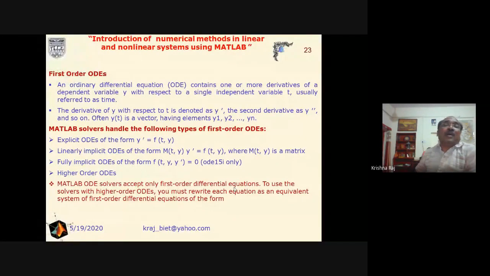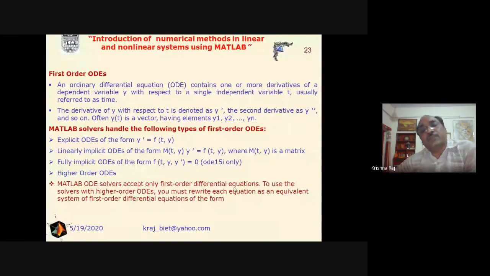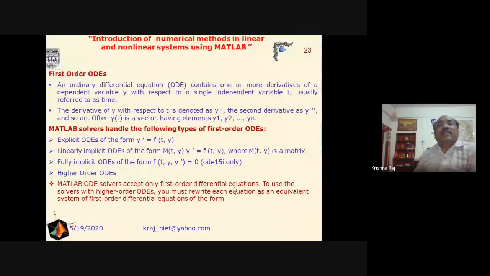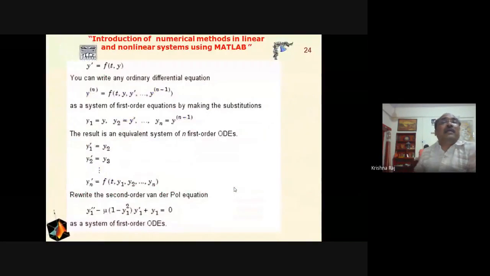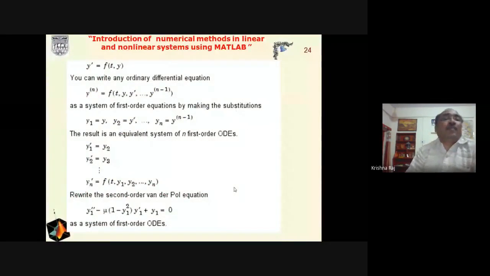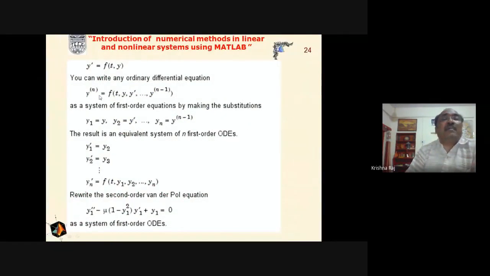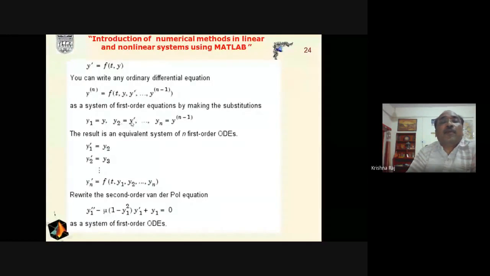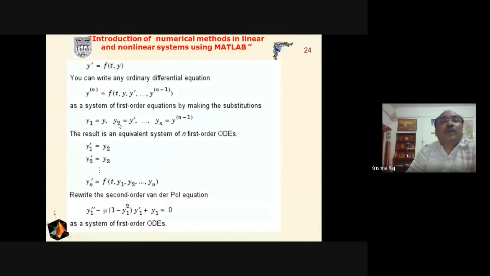If we have higher order ordinary differential equations, then those higher order differential equations will be converted into first order, and then we will solve them. For example, if there is an nth order differentiation, then this may also be written as we used to write the differential equation, that is y1 is equal to y, then y dash will become y2, that is the first derivative, and so on.